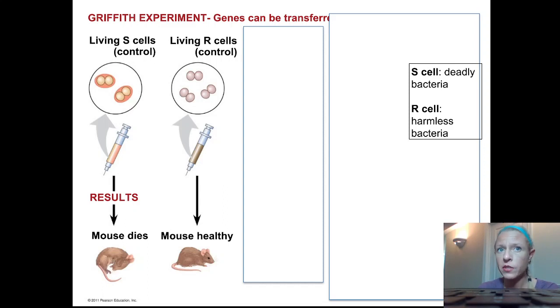First, this was an experiment where different types of cells were injected into mice, and they either lived or died. So they either were injected with a deadly bacteria, or S cells, or a harmless bacteria, R cells. The mice that were injected with living S cells, that had living deadly bacteria, those mice died after being injected with that bacteria. For the living R cells that contained harmless bacteria, those mice were healthy.